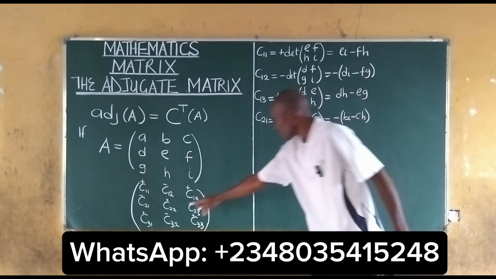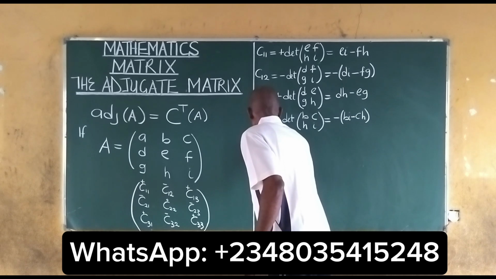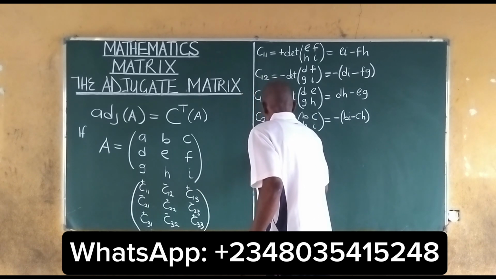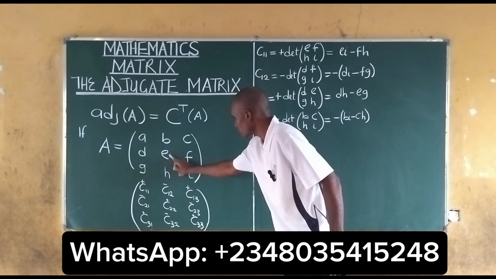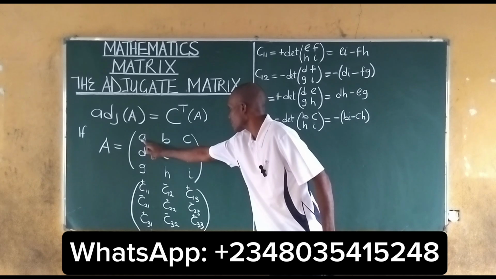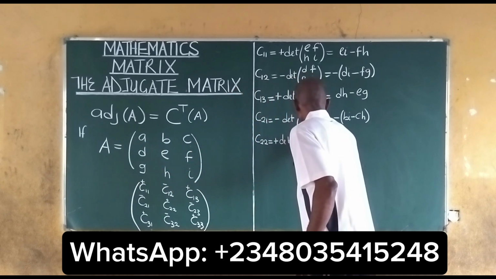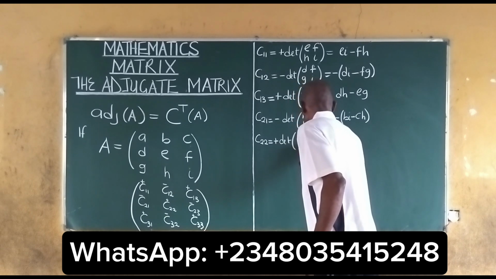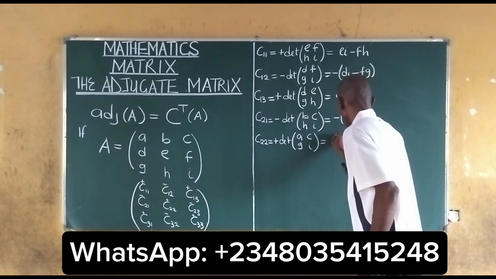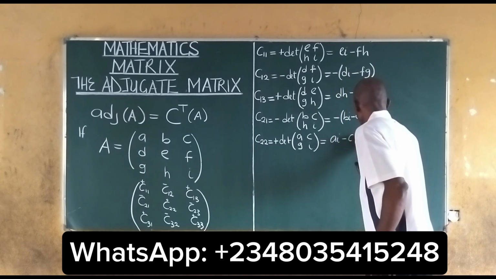Also, we have C22, which is equal to positive determinant of C22. So we ignore the whole of this row, and the whole of this column. So what we have is A, C, G, I, which is equal to AI minus CG.